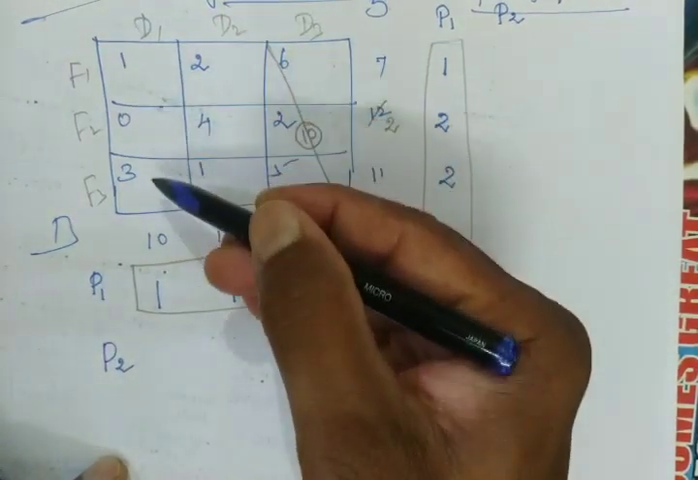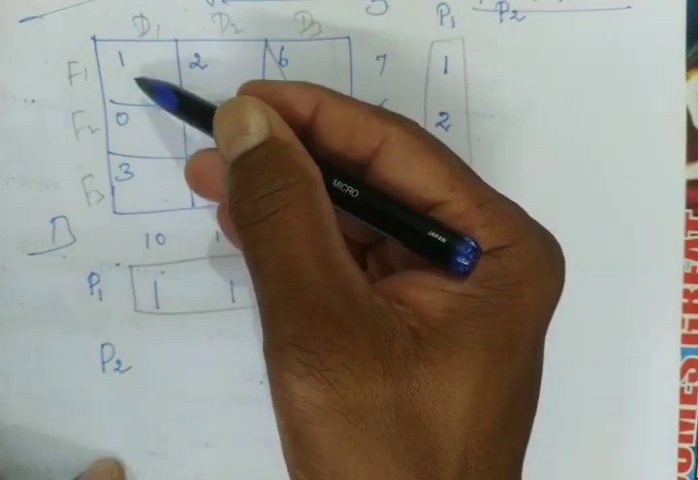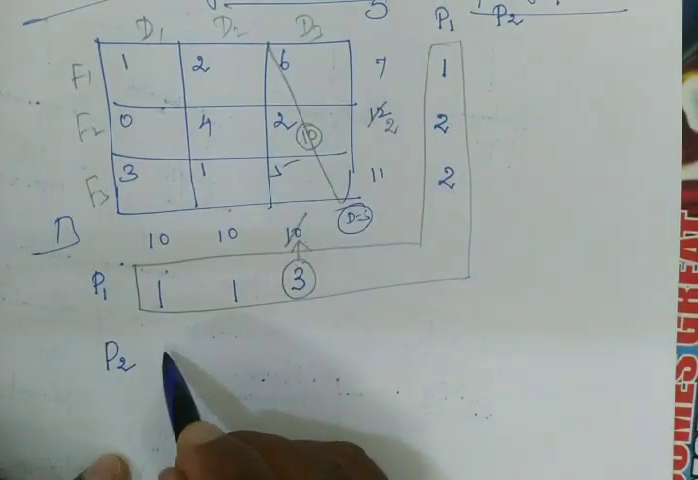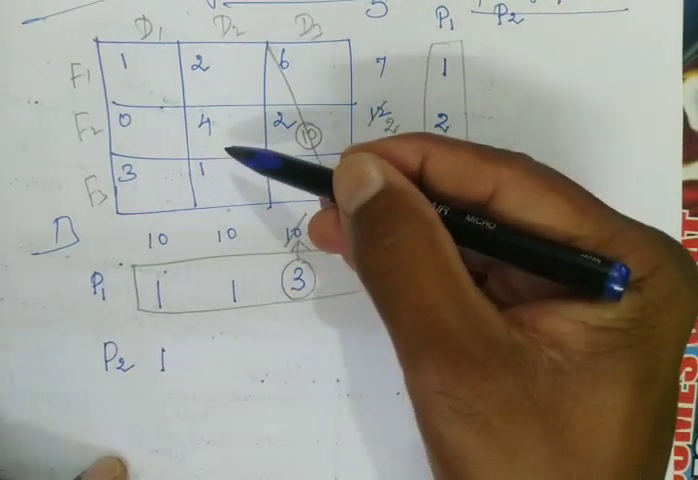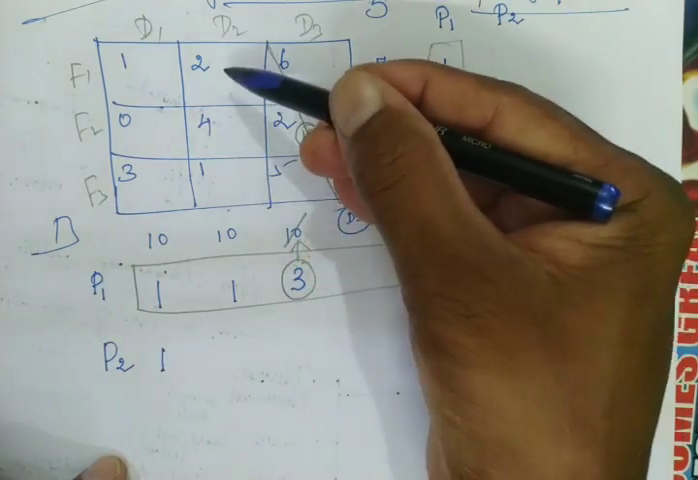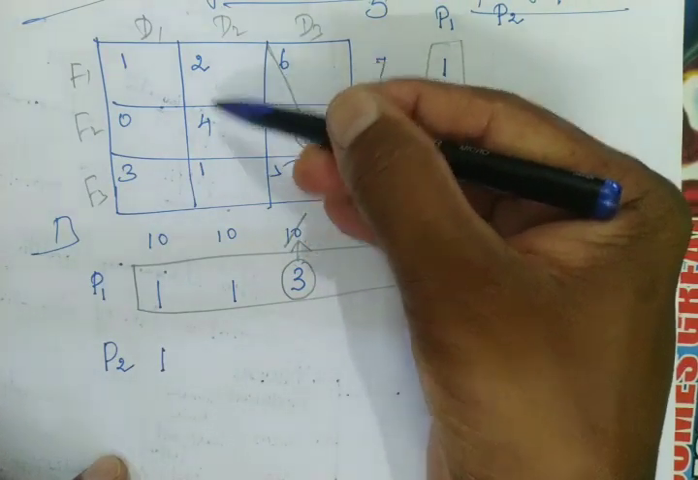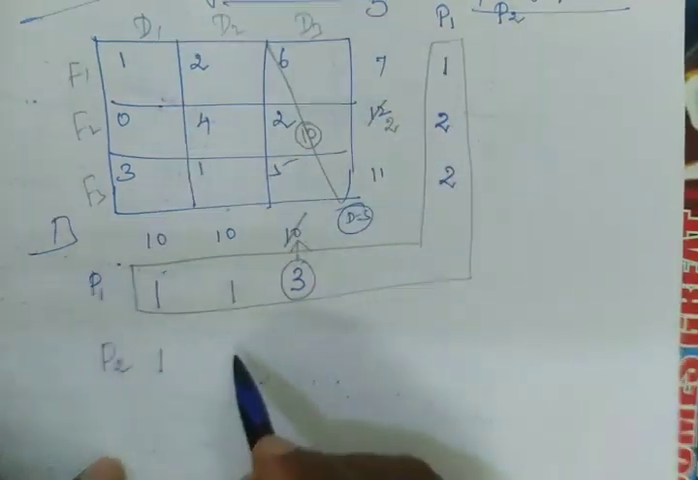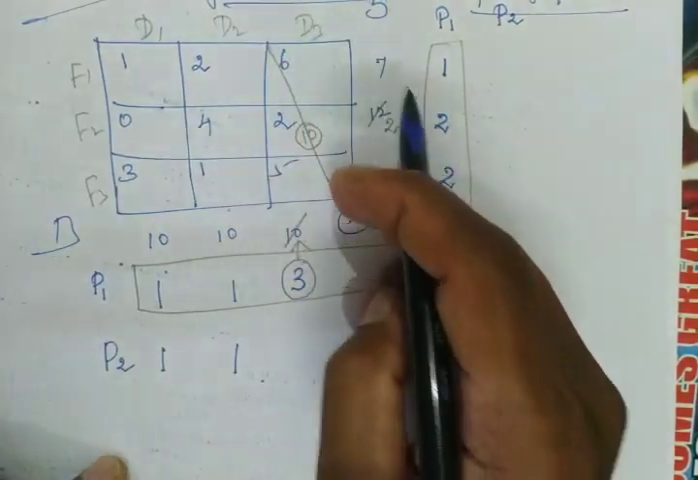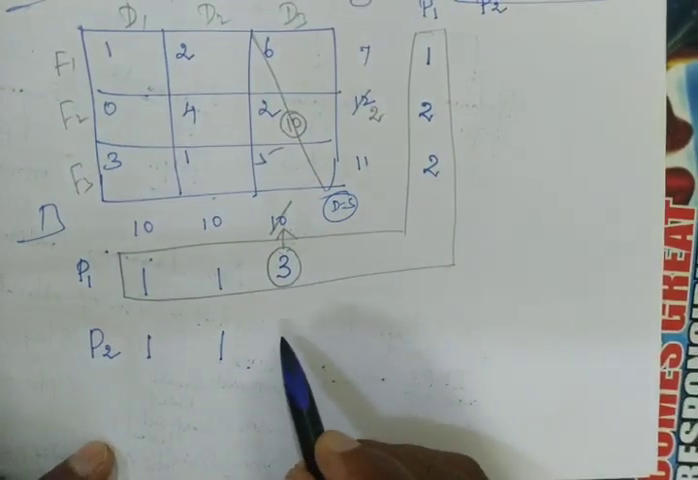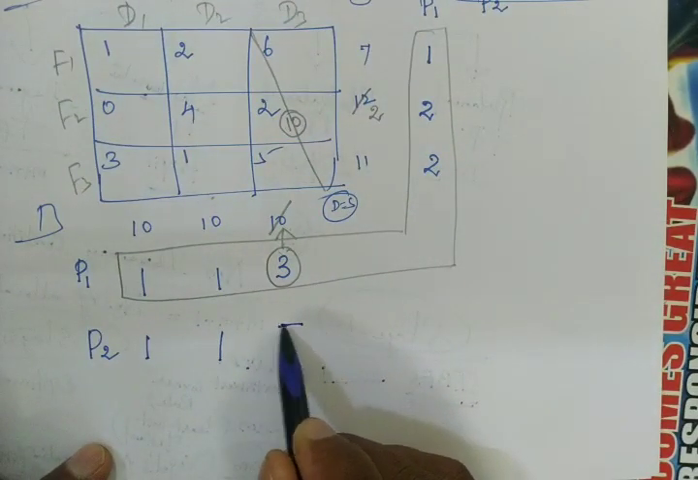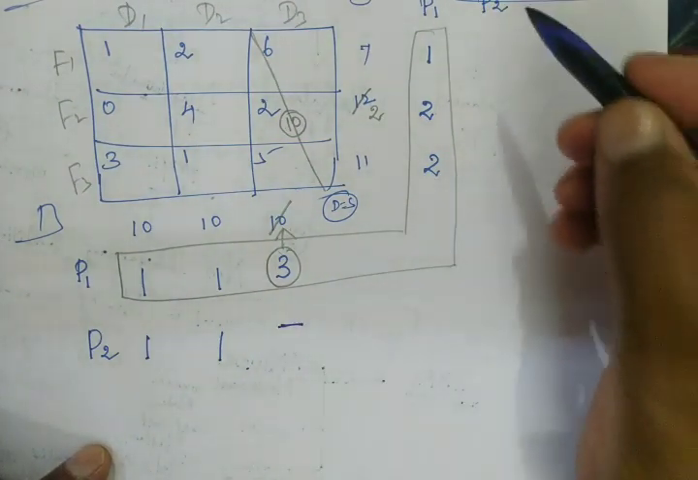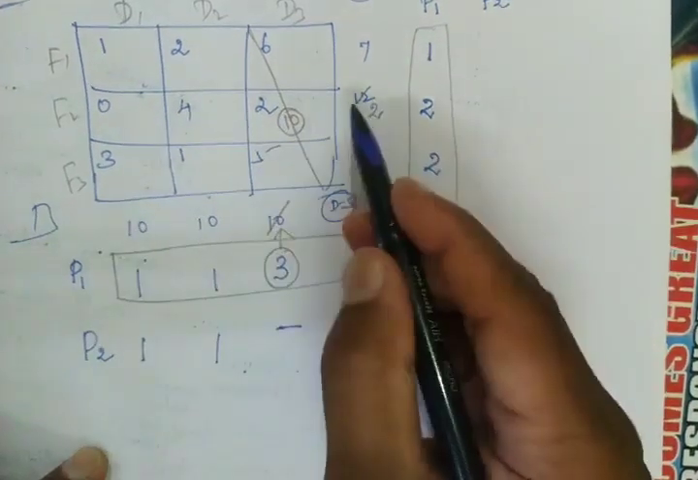Here again the first minimum is 0, the second minimum is 1. Second minus first, 1. The first minimum is 2, the second minimum is 2. The first minimum is 1, the second minimum is 2. Second minus first, 1. Here this portion is removed from the problem. That's the reason you just put a line. This is removed.